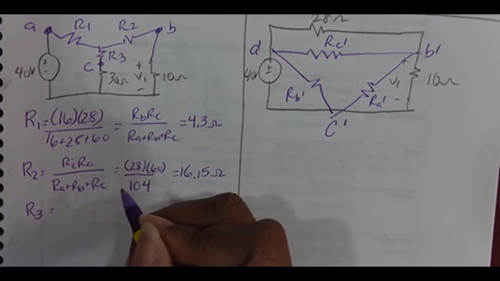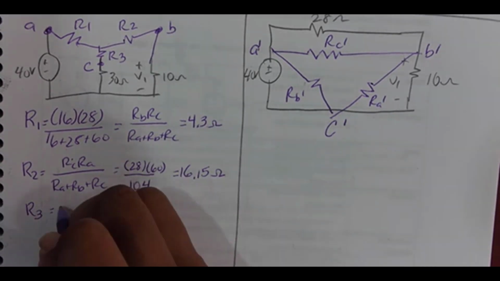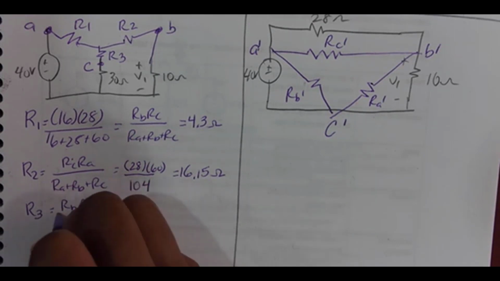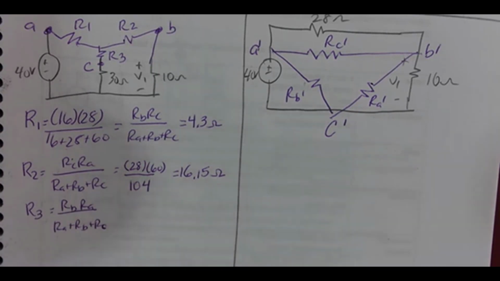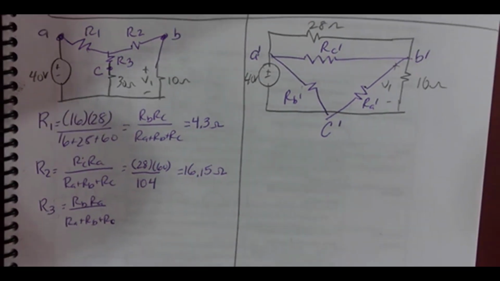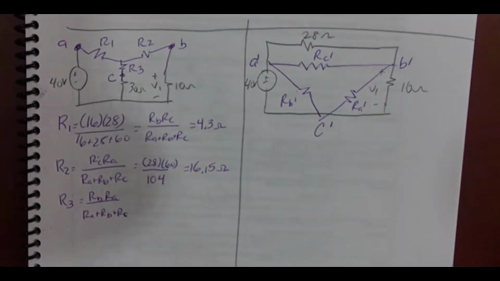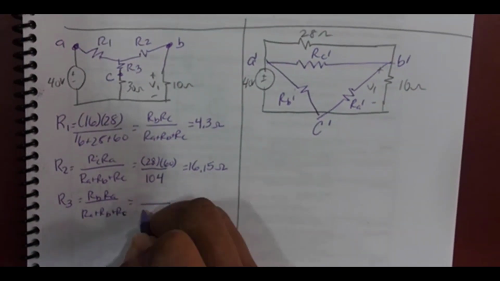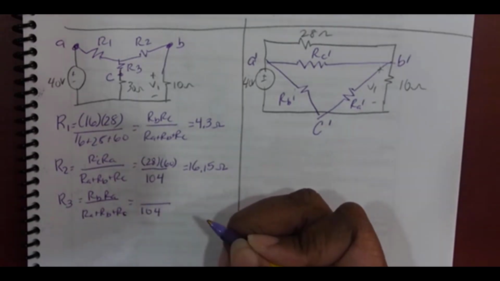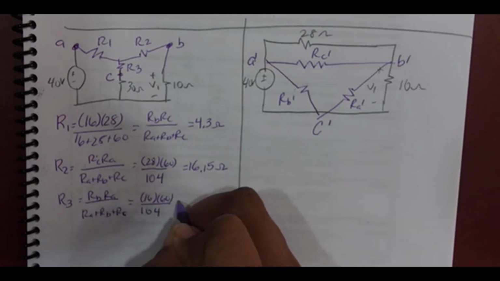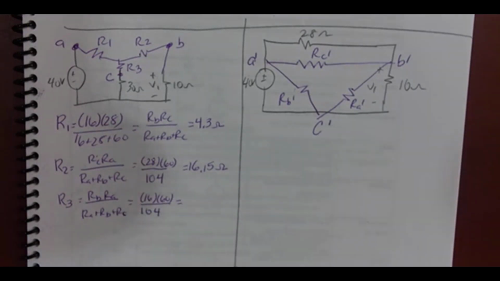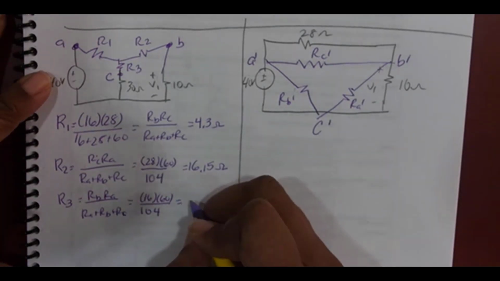R3 is going to be RB times RA over RA plus RB plus RC. So that's going to be the product divided by 104 again. And it's B times A, so it's 16 times 60. What is R3? 9.23 ohms. Okay.